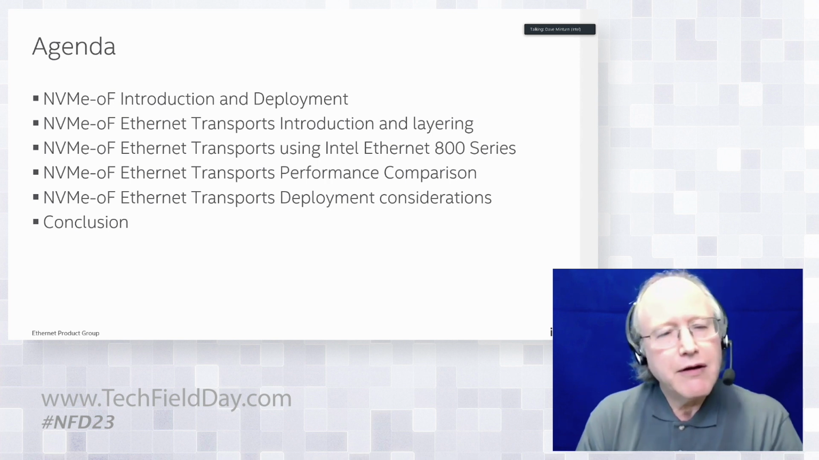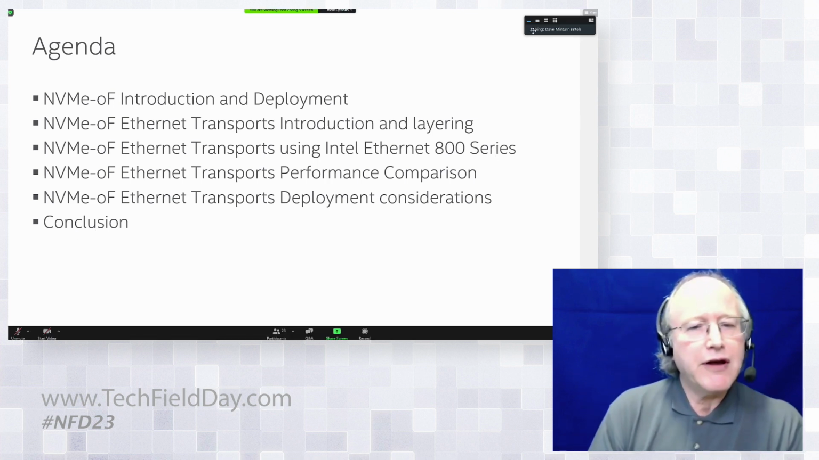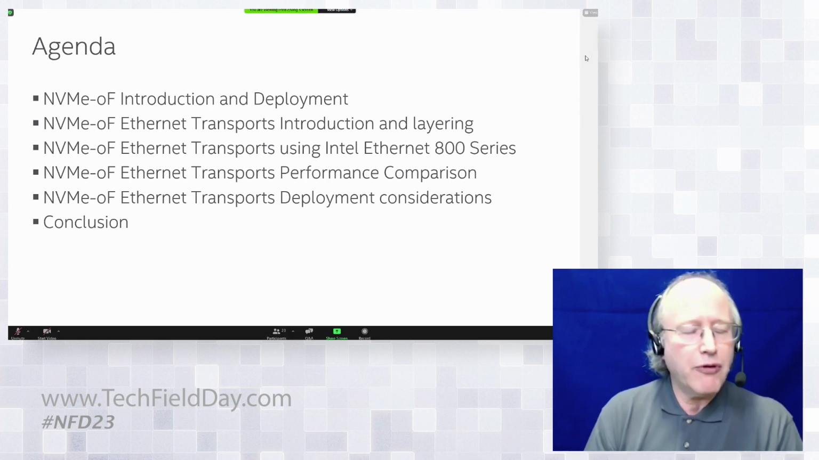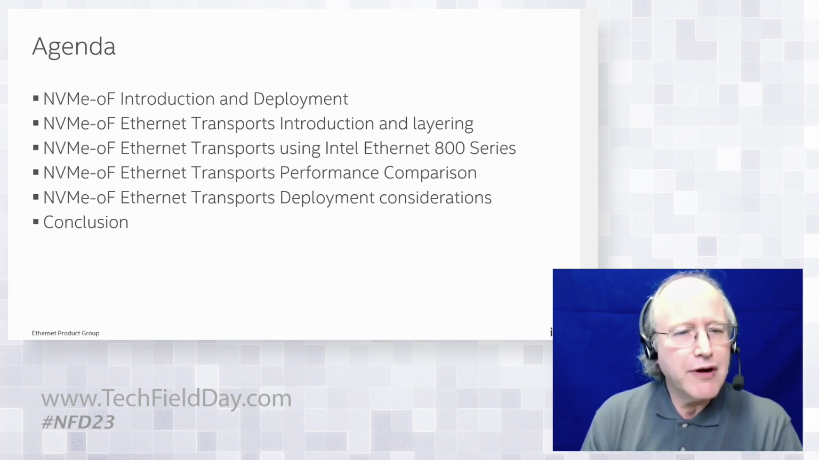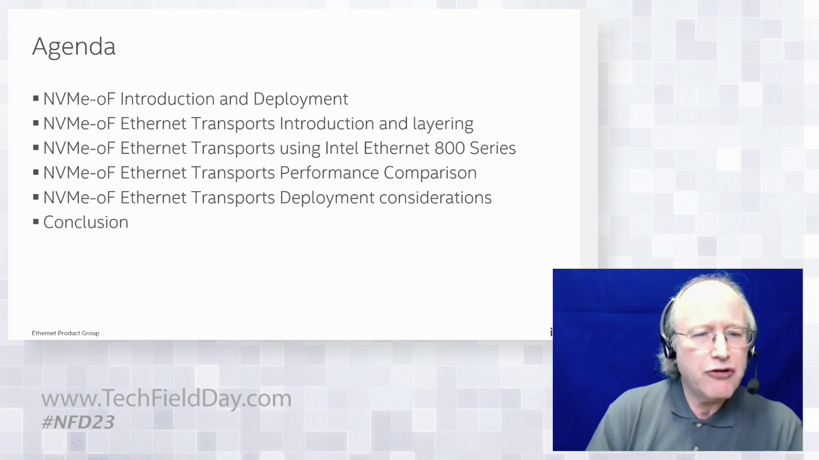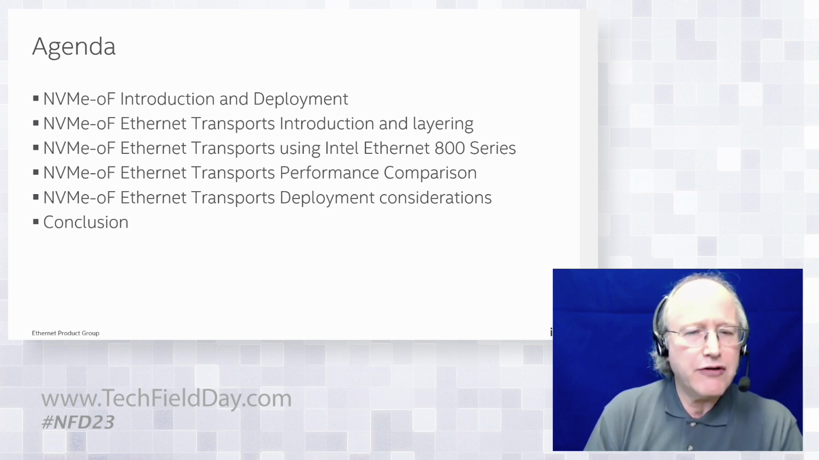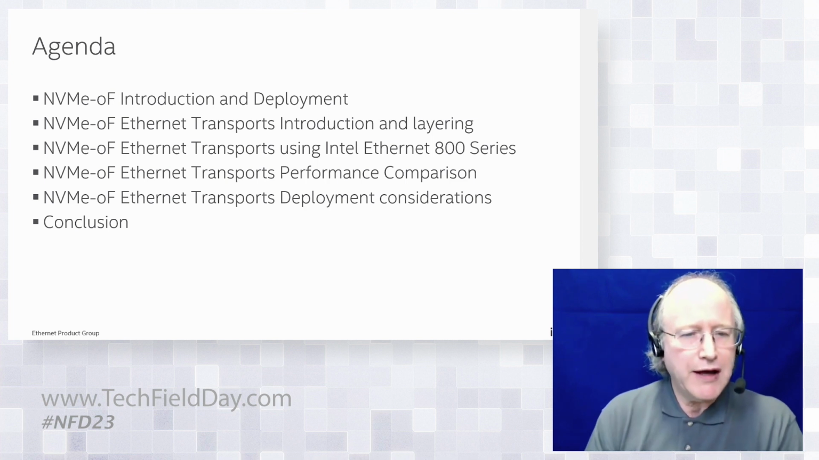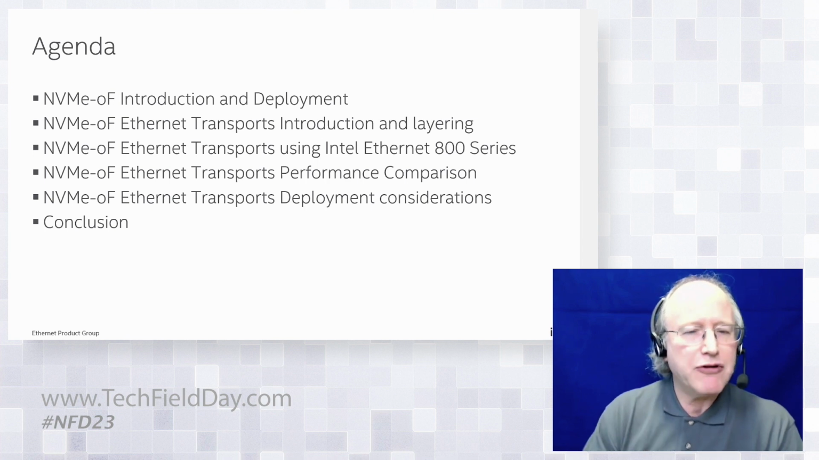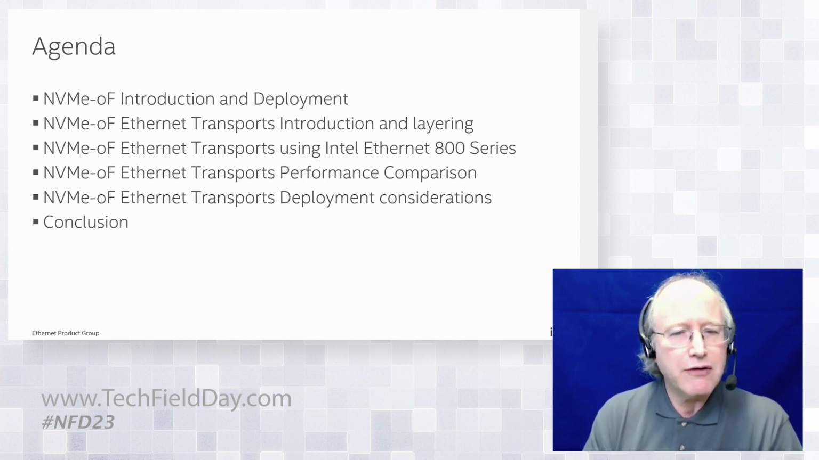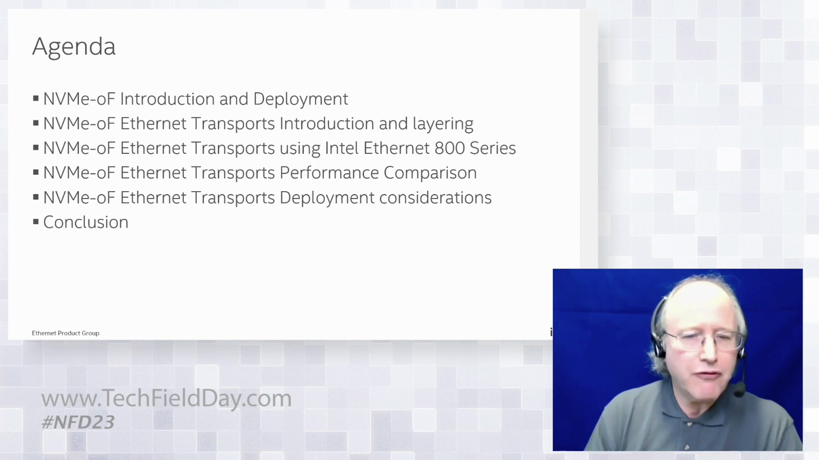So the agenda, like I said, Fred and I are going to split this agenda. I'll do the first couple sections, more on the NVMe over fabrics introduction and deployment models, and how it layers over the top of Ethernet, the various transports and such. And then Fred will describe specifically how the 800 series is used and how it maps into this architecture, and then some performance and deployment considerations.